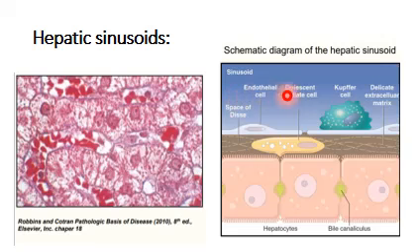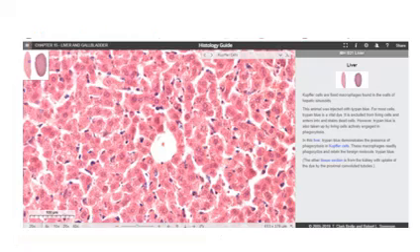Okay, so is it clear that we have the hepatic sinusoid? Here we have the hepatic sinusoid filled with RBCs, surrounded by a large number of hepatic cells, hepatocytes, and between the wall of the hepatic sinusoid and the liver cells we have a narrow space called the space of Disse.